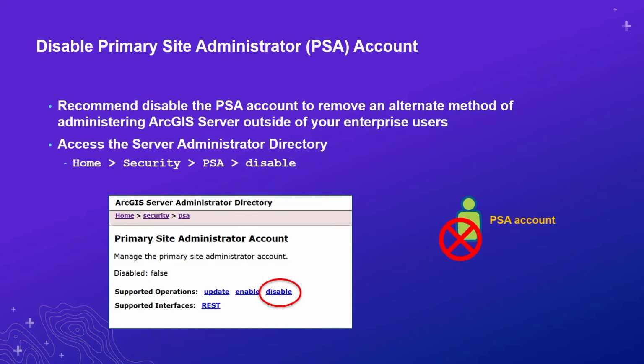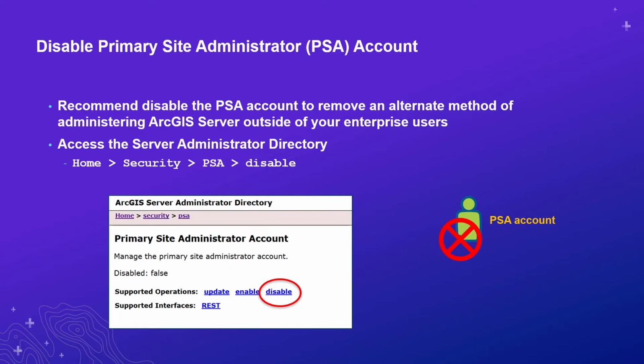Thanks for that demo, Jeff. Our next step is disabling the primary site administrator, or the PSA account. This step is similar to one that administrators of Windows systems might be familiar with when you unbox a machine. The first task that most administrators do is disable the local administrator account on the machine and promote a different account to becoming the local administrator.